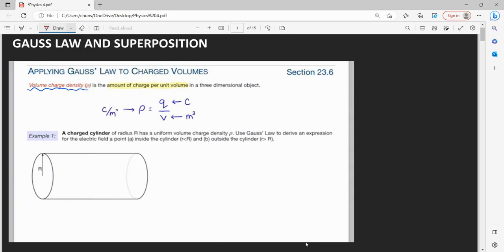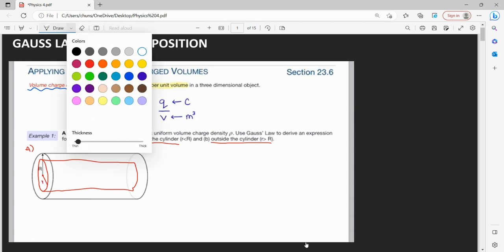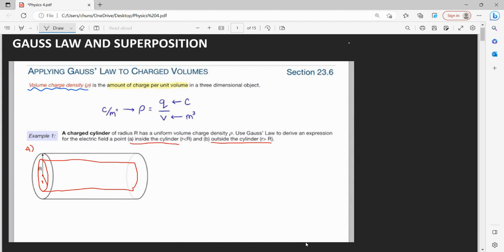So this question here wants us to find the electric field inside the cylinder and outside the cylinder. So if we started with part A first, that means we are starting with a cylinder that is smaller than our given one. So if we imagine our Gaussian cylinder shelled inside of it with a radius r. First thing that we do, we are going to find our right side of the equation, which is Q enclosed over epsilon naught.